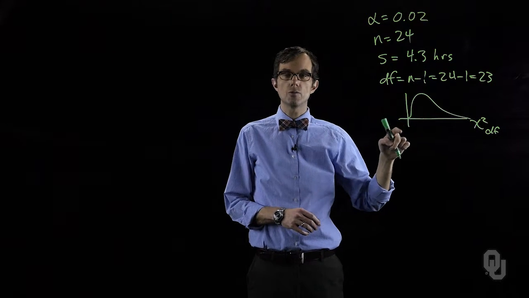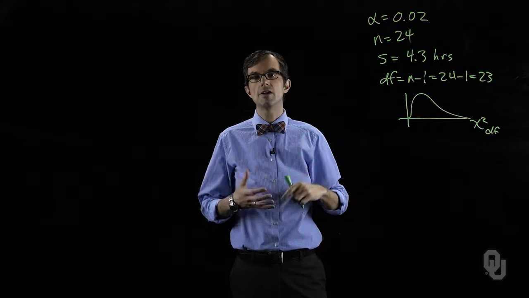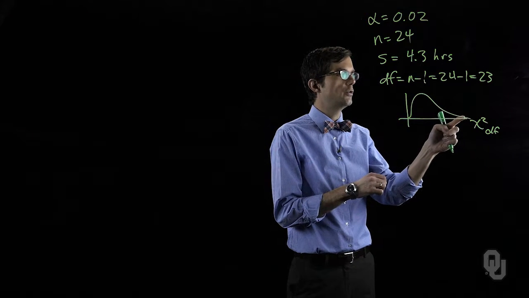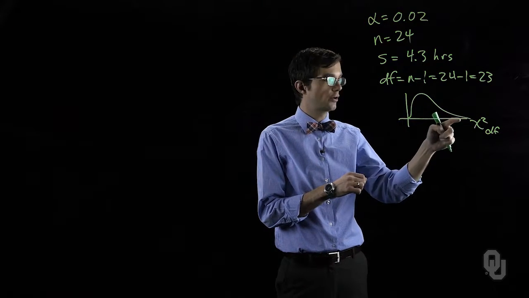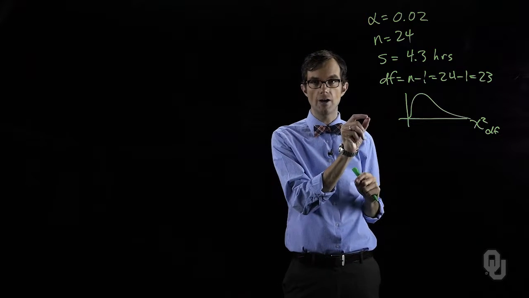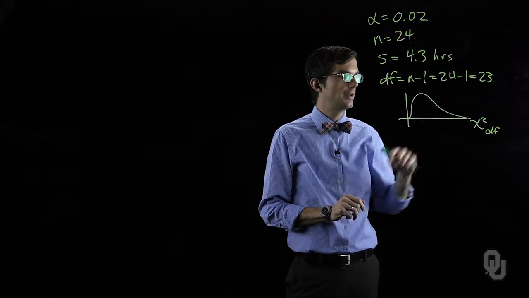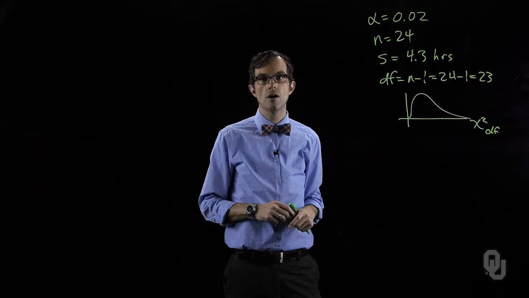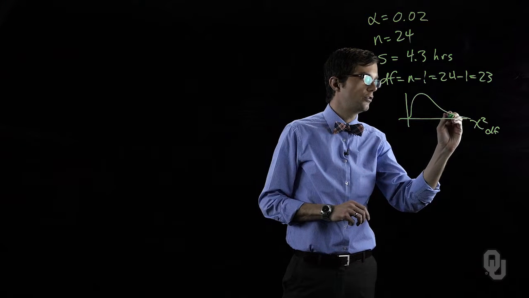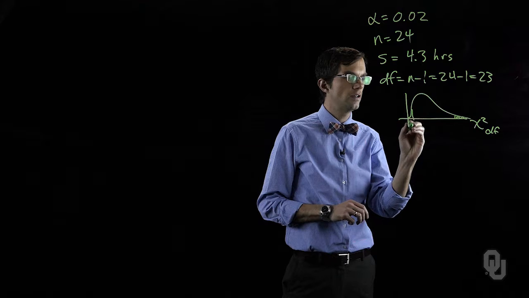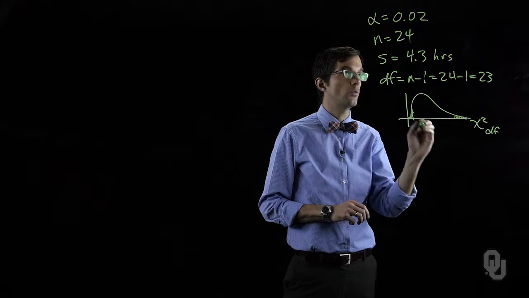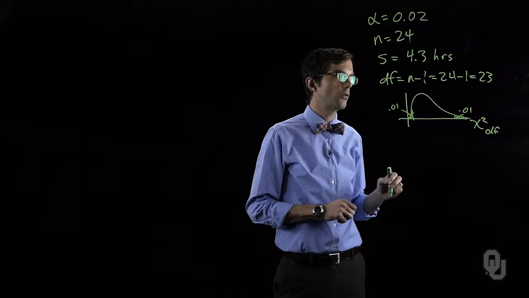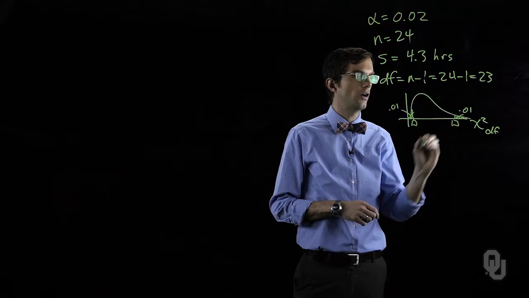This is not a symmetric distribution. We can't use the same kind of rules as for a z or a t distribution. We can't just take the value in the upper tail and take the negative of that value to find the value in the lower tail, right? This is all above 0. None of these values on this chi-square axis are negative. So we have to be a little tricky about how we find these two values. We want 0.01 in the upper tail, and we want 0.01 in the lower tail, and we need to find these two values on the axis.